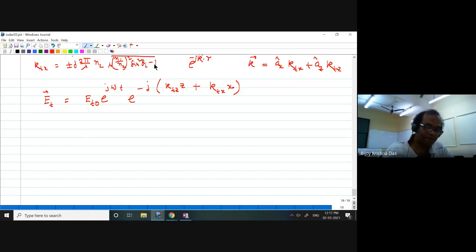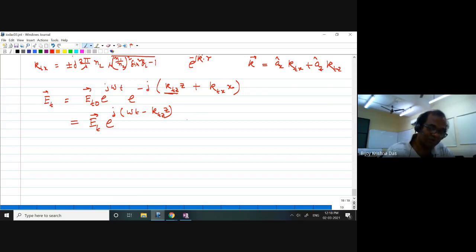Now you see KTZ is a real value. Already I have shown earlier. So that means this minus j KTZ, real number, and z, that is actually oscillatory. We can always put the ET0 vector here, whatever the polarization, accordingly I have to put. So I can write e to the power j omega t minus KTZ z. So along z direction, it will be like a traveling wave.